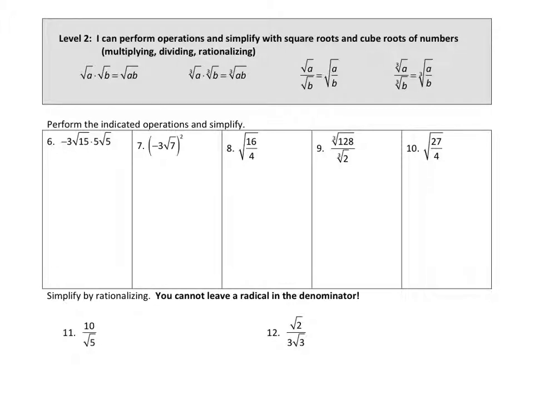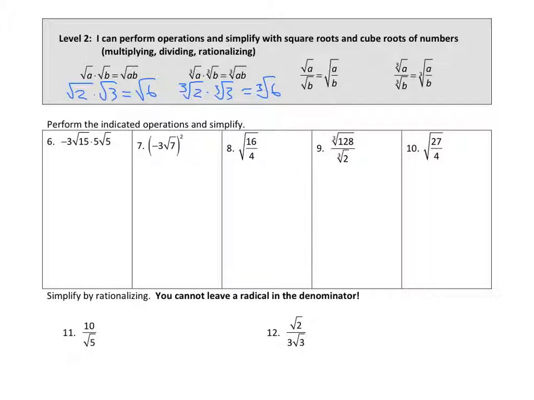When you multiply radicals together, you're allowed to multiply the insides. So if you had the square root of 2 times the square root of 3, I'm allowed to multiply those inside parts together, and that would be the square root of 6. I can do the same thing with a cube root. So if I had the cube root of 2 times the cube root of 3, that would also be the cube root of 6. And we are allowed to divide radicals too.